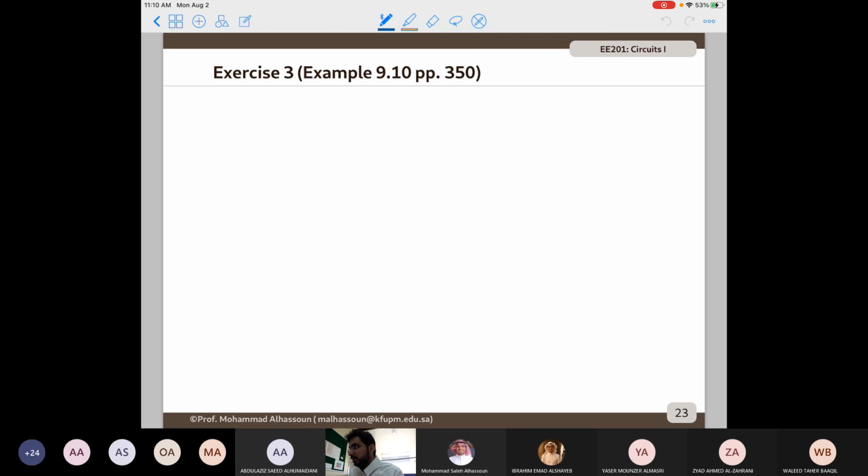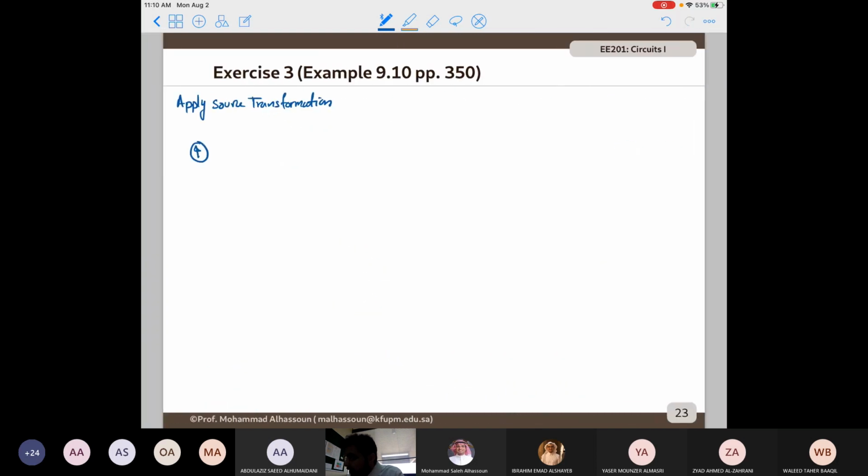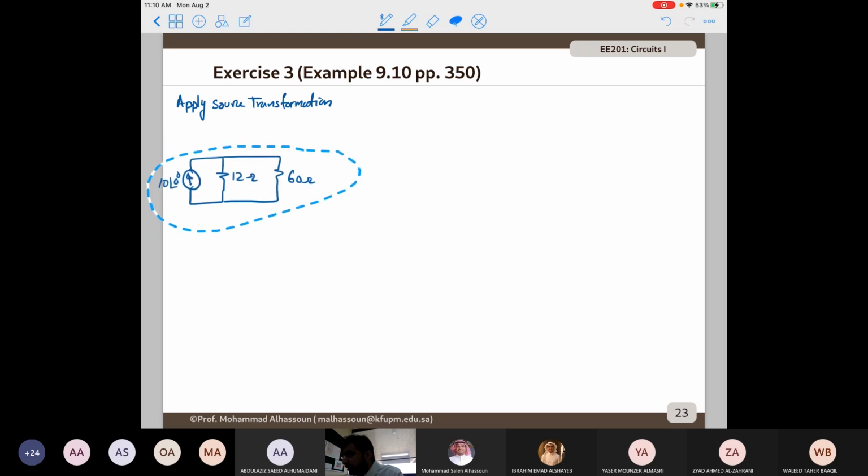So what I will do is I will apply source transformation. So I have 120 and 12, so it's going to be 10. Luckily, the angle is 0. So it's going to be 12. And you will have 60.